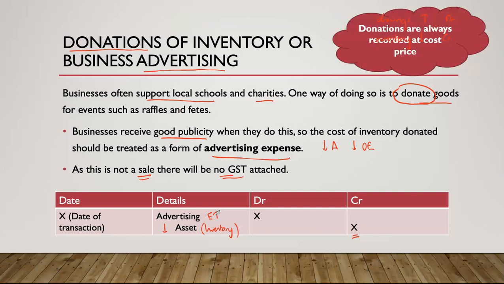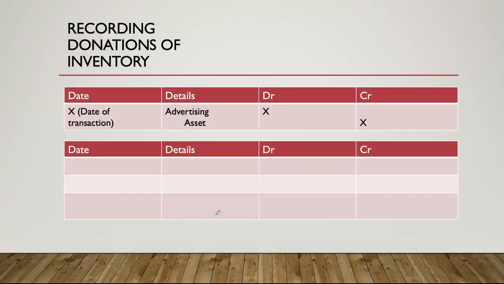And one thing to remember before we do this, and we'll highlight it in our example, donations are always recorded at cost price. We know our inventory is leaving our business and our inventory is recorded at cost price due to verifiability implications. So we record what's leaving our business at cost price. So here is our transaction, and let's have a look at a particular example.